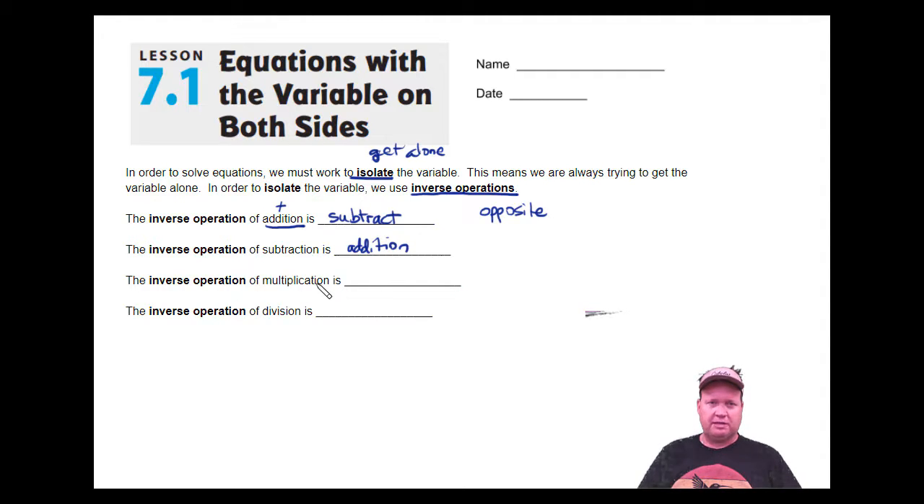The opposite of multiplying, and another way you can think of inverse operation is this word right here, we're going to be undoing something. To undo multiply, that's division. And the other way around, the inverse operation of division is multiplication. So anytime we see dividing happening in an equation, we're going to use multiply to isolate.